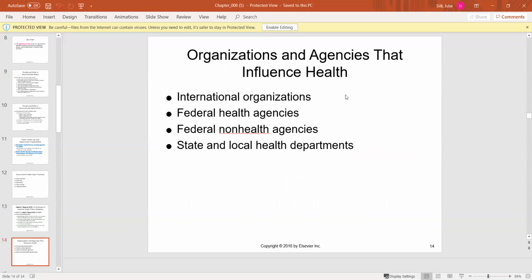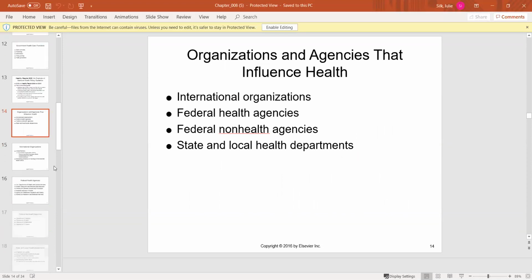All right, so there are multiple organizations and agencies that influence the health of the country. There are international organizations, federal health agencies, federal non-health agencies, and also state and local health departments that make a difference in the country's health.